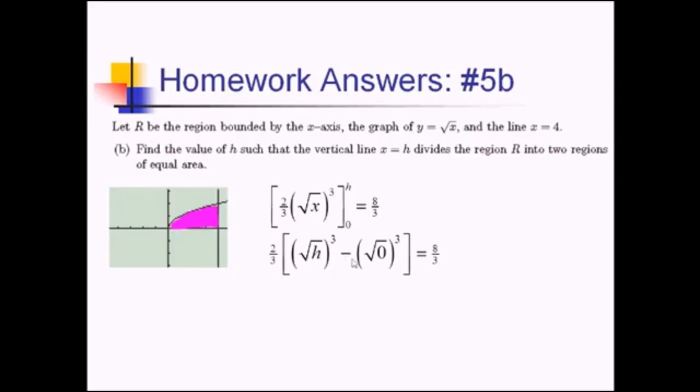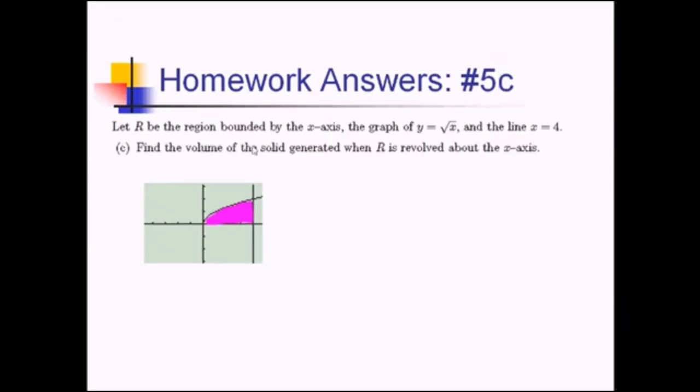I'm just going to multiply everything by 3. So now I just have 2 h to the 3/2 equals just 8. I just multiplied both sides of this equation by 3. Now to solve, I just divide by 2, and I'm going to raise both sides to the 2/3 power, the reciprocal power. So I have h equals 4 to the 2/3. This is the cube root of 4 squared, but it's a constant, so I don't really need to bother going any further than this. I'm done with this problem part.